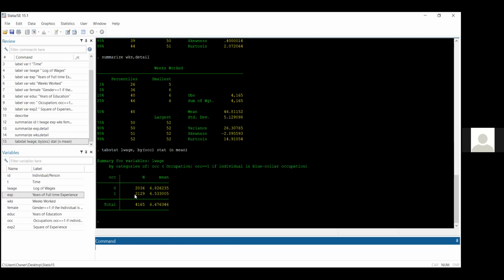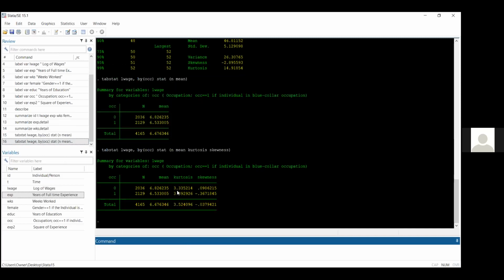For those in white collar jobs, you can tell the number out of the total sample, and those in blue collar jobs are these, and their respective means. You can add any other details which you want to also display. For instance, if you want kurtosis, you just keep adding in this bracket. I could also ask for skewness according to this distribution.